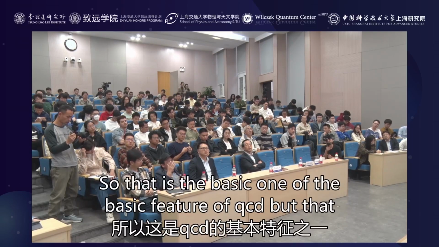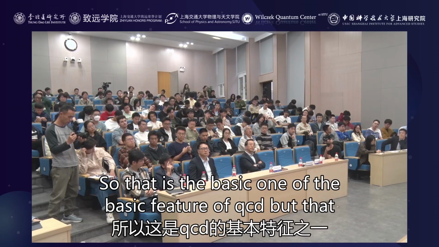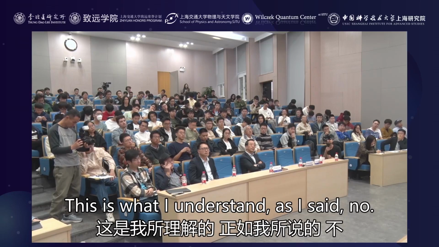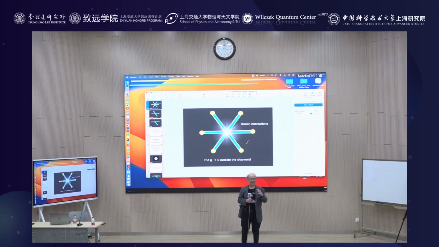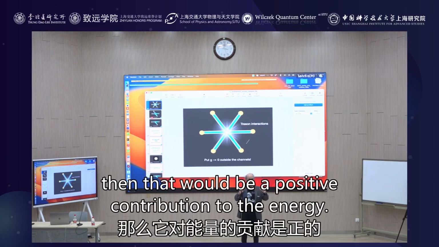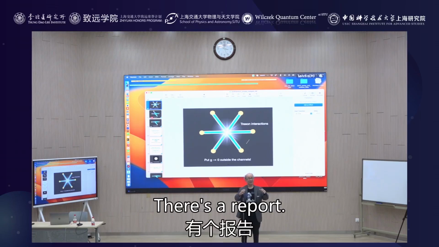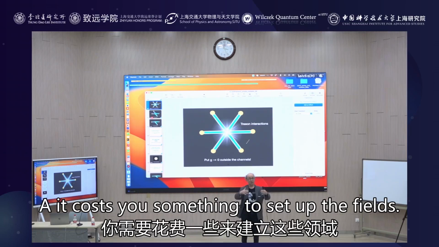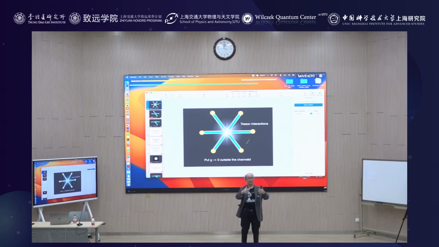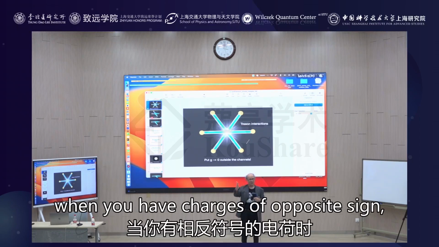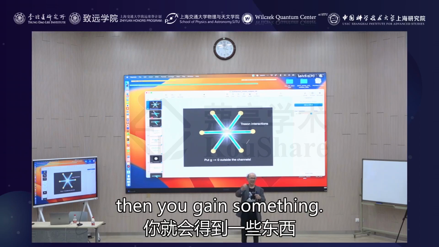Yes. So that is one of the basic features of QCD. But that is not captured by QED, right? This is what I understand. Well, if you just consider the electric force, then that would be a positive contribution to the energy, right? It costs you something to set up the fields. Now, in atoms, when you have charges of opposite sign, then you gain something.